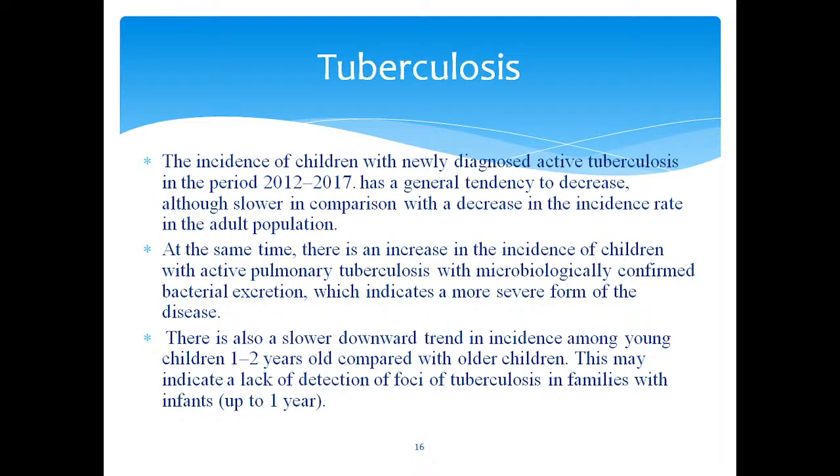Tuberculosis. The incidence of children with newly diagnosed active tuberculosis in the period of 2012-2017 has a general tendency to decrease, although slower in comparison with the decrease in the incidence rate of the adult population.